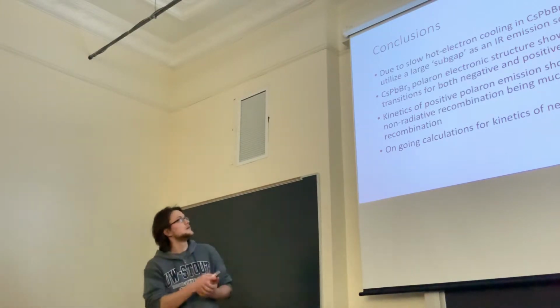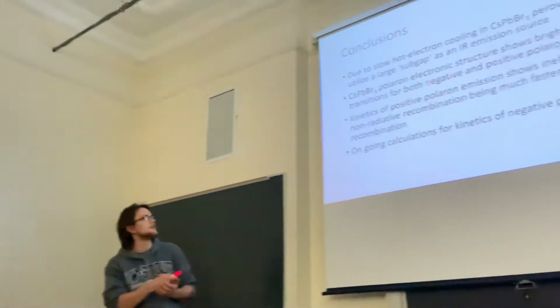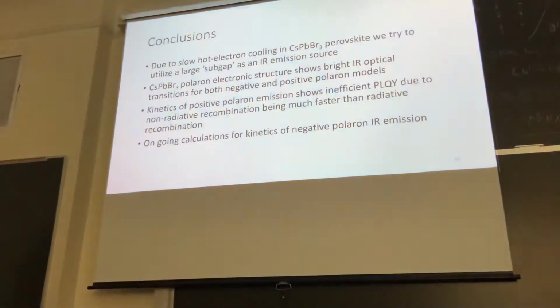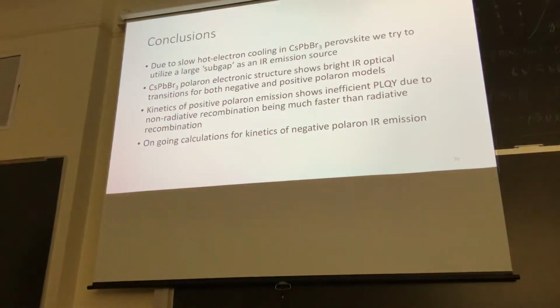And just from ground state calculations for the polaron, we do see bright optical transitions for singlet and doublet. So it does seem possible that we can get photoluminescence from the states if the kinetics match up, right? But for the positive polaron, it's very inefficient, and we have ongoing calculations for the negative polaron, and we're working towards the charge neutral photoexcited polaron.